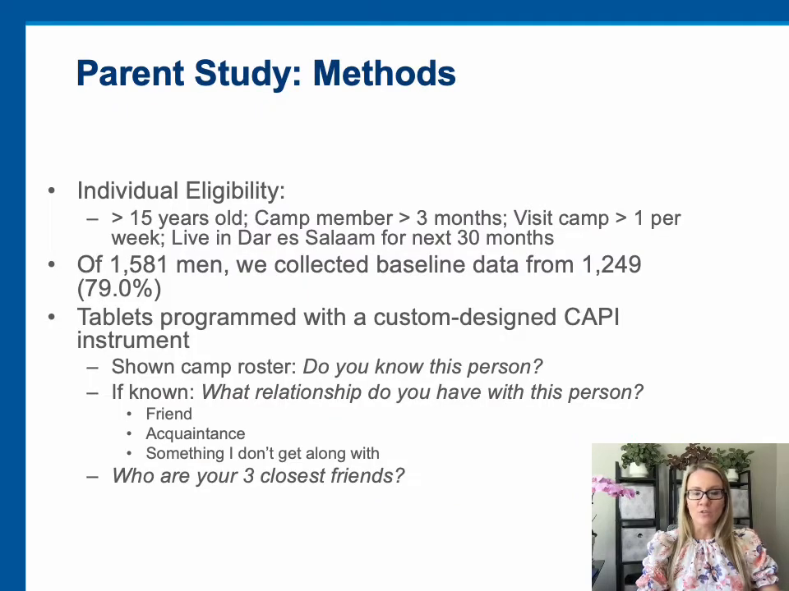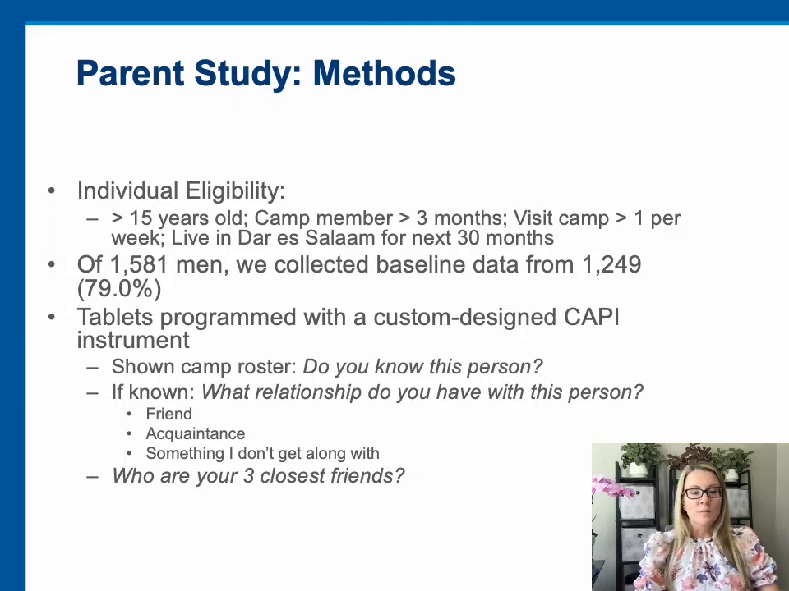So the parent trial, in addition to camp eligibility, had individual level inclusion criteria as well. This included being over 15 years of age, being a member of the camp for over 3 months, visiting the camp more than once per week, and planning to reside in Dar for the next 30 months.